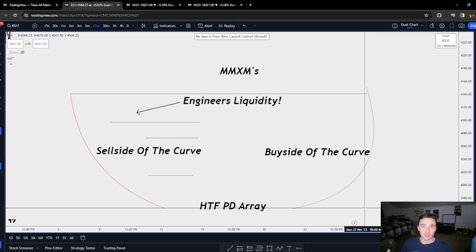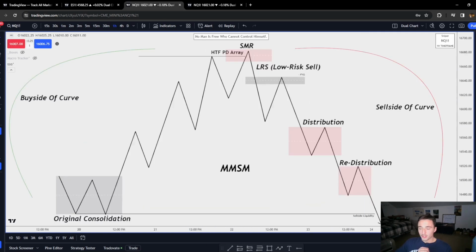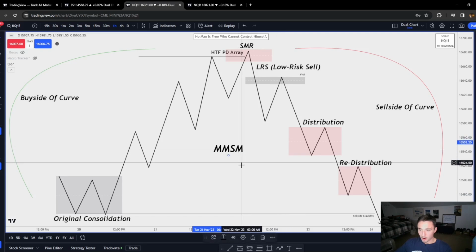So in this video, we're going to be going over entries, low risk buys, what to target in the original consolidation and all of that. So let's hop right into what a market maker sell model is first. Right here, we have a depiction. I know it is kind of ugly. I'm not the best artist, but this is what would be a market maker sell model.